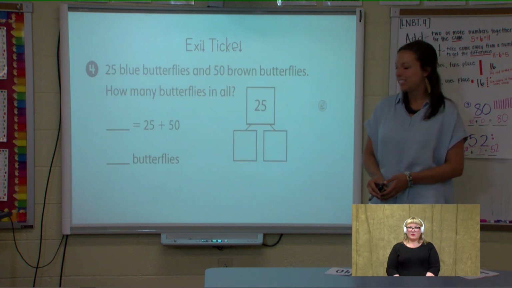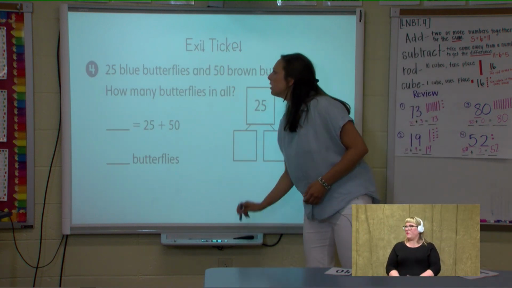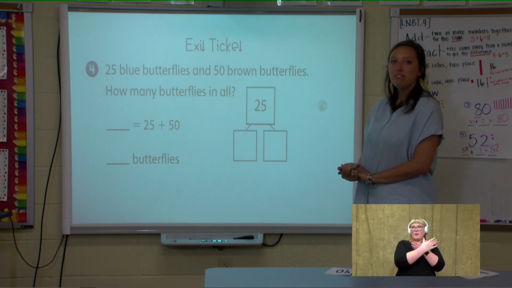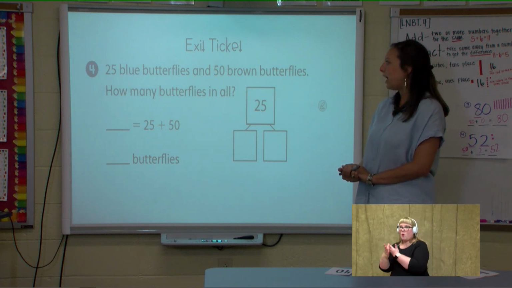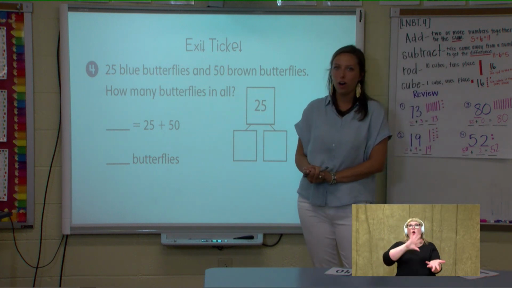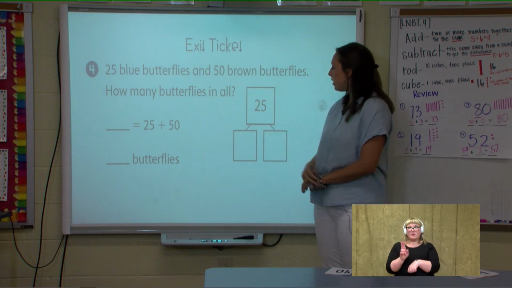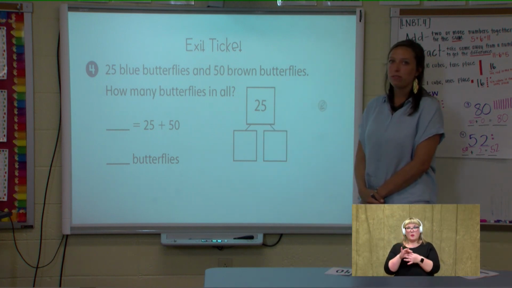Now for your exit ticket. We have 25 blue butterflies and 50 brown butterflies. How many butterflies do you have in all? We're going to use the number bond to help us solve this one.